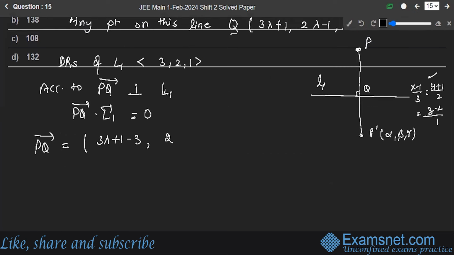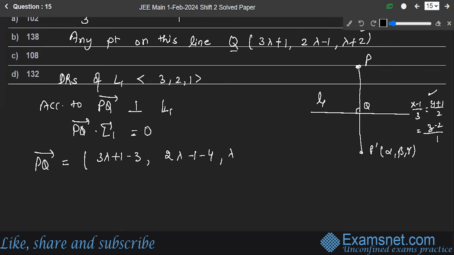And then you have 2 lambda minus 1 minus 4. Then you have lambda plus 2 minus 9. So this will be given by 3 lambda minus 2, 2 lambda minus 5, and this is lambda minus 7.